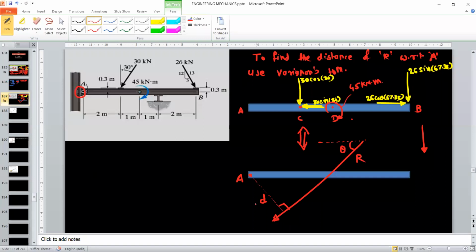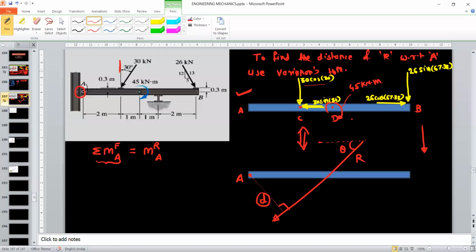Now to find out the distance d, we will use the Varignon's theorem. So summation of moment by all the forces about the point A is equal to moment by the resultant about the same point A. Just refer the left hand side, which is the summation of moment. For the left hand side, we have to refer this diagram, that is the system of forces. So we will start from the first force, which is 30 kilonewton. Now 30 kilonewton has two components.